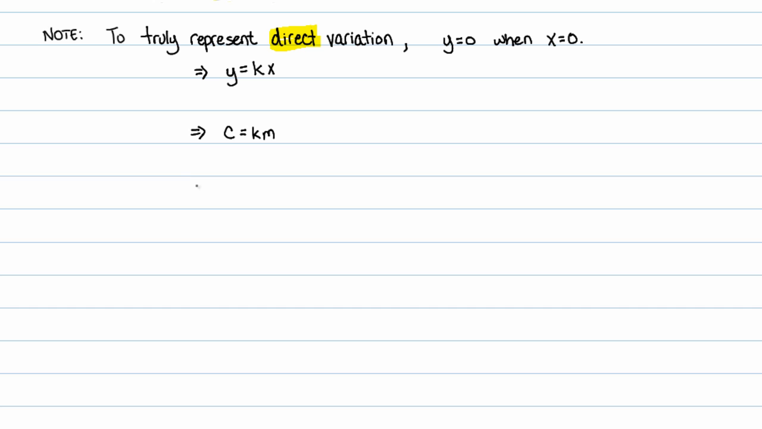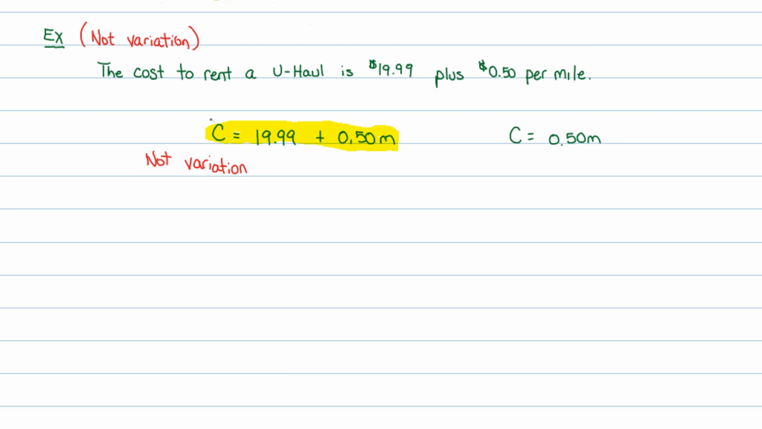C has to be some number times m, or r has to be some number times L, or something like that. Doesn't really matter, but as long as when one variable is 0, it forces the other variable to be 0. That is direct variation. And as we can see back in this previous example, this equation that's been highlighted is not of that form. When m is 0, c is not 0, it's 19.99, so this cannot be direct variation.